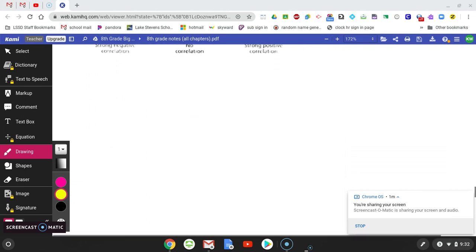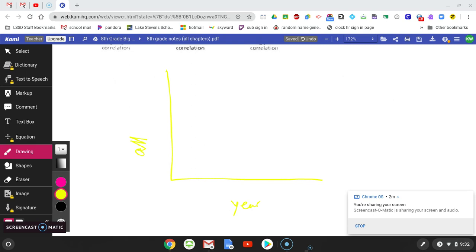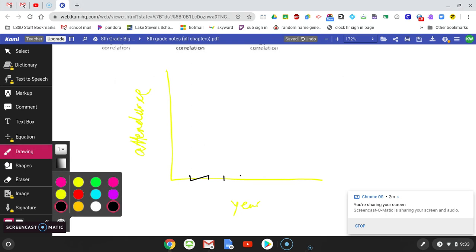Okay, so we're going to start by drawing in our scatter plot. We'll make our x-axis the year, and our y-axis will be the attendance. I'm going to make my scale go by ones: 1, 2, 3, 4, 5, 6, 7, 8. And I'm going to go up by 200s, I think, on my y-axis.